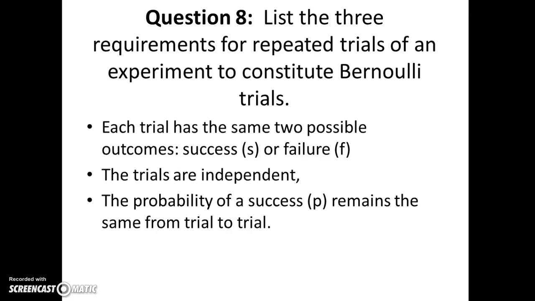So for Bernoulli trials, each trial should have 2 possible outcomes. One is success and the other one we call failure. So only 2 possible outcomes. And each trial should be independent, and the probability of success should be the same for each trial.